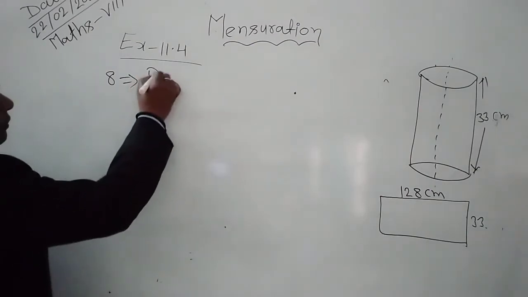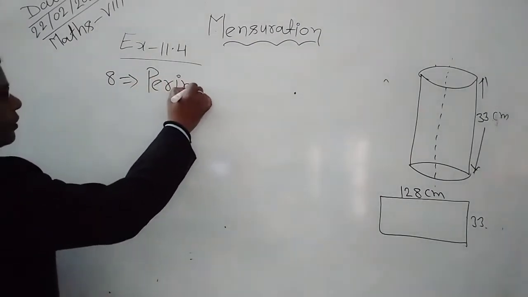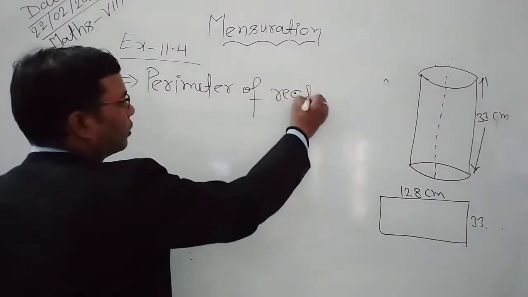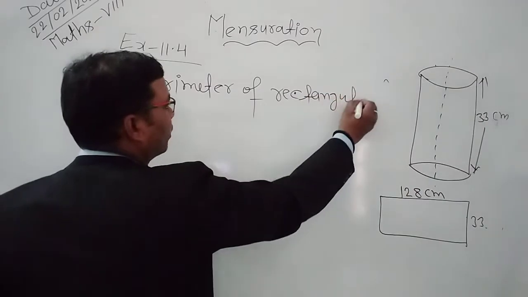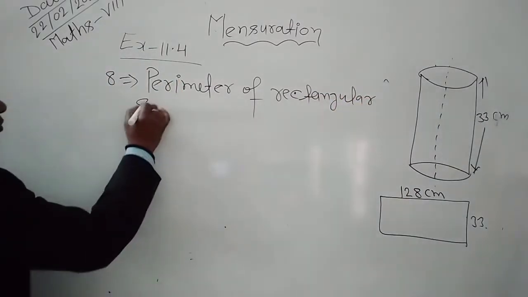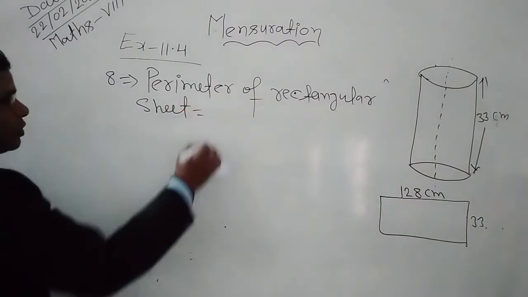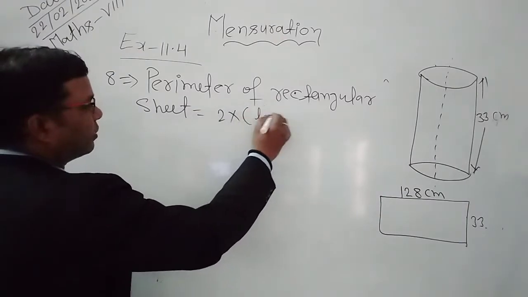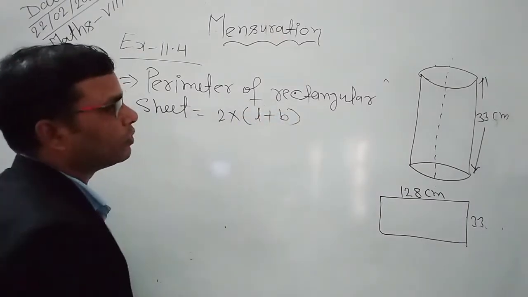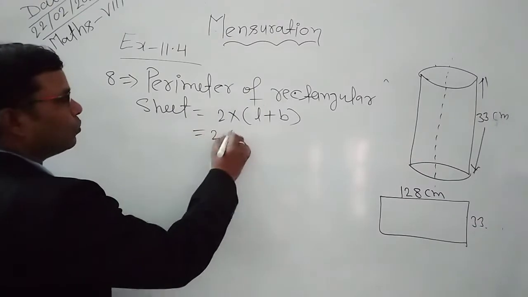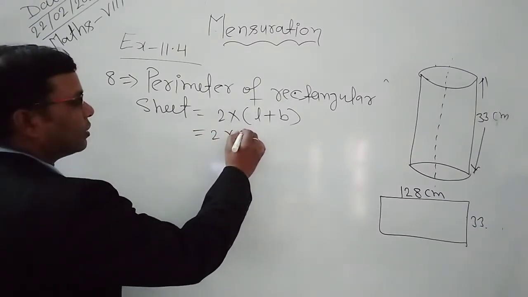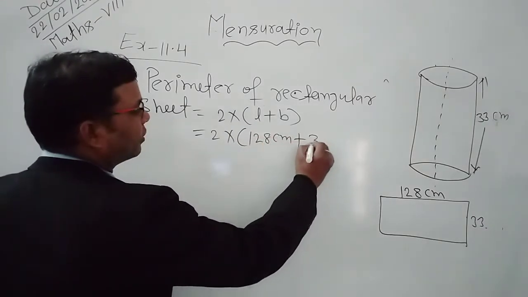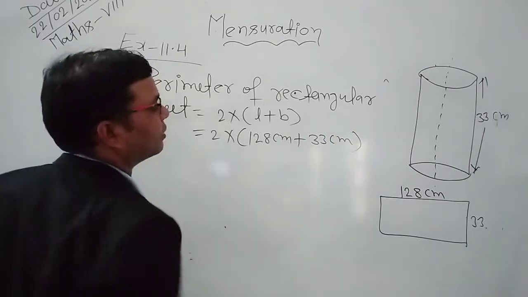For this, we write here: perimeter of a rectangular sheet is equal to 2 into length plus breadth. This is equal to 2 into length is 128 centimeter plus breadth is 33 centimeters.